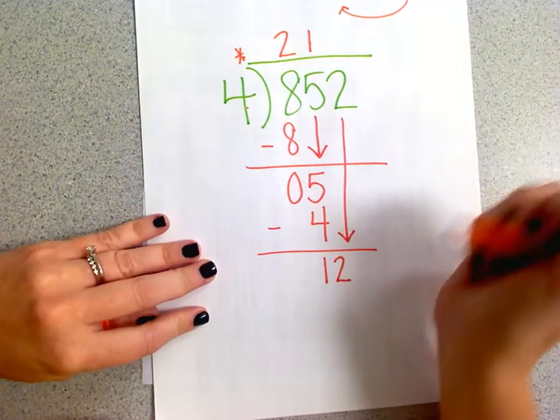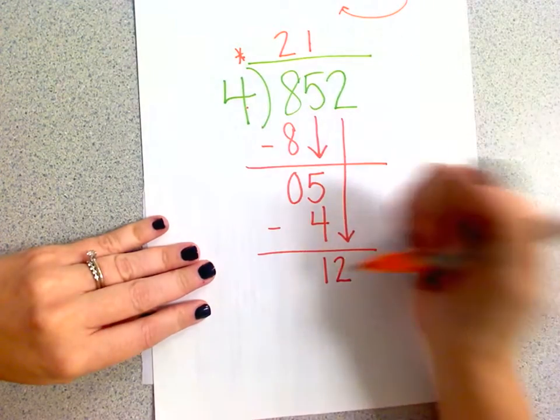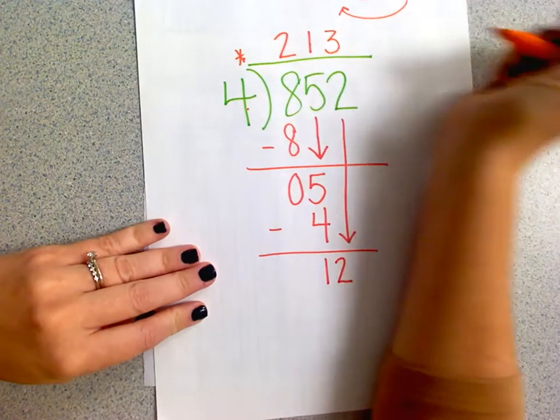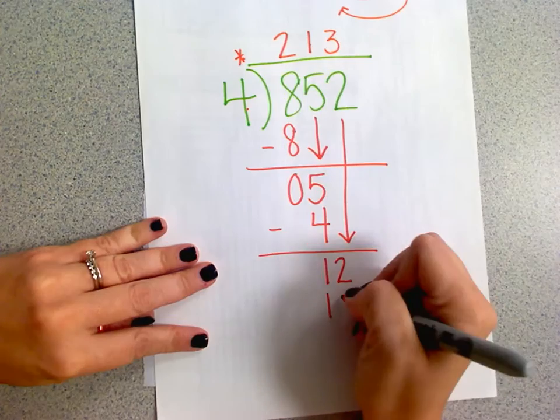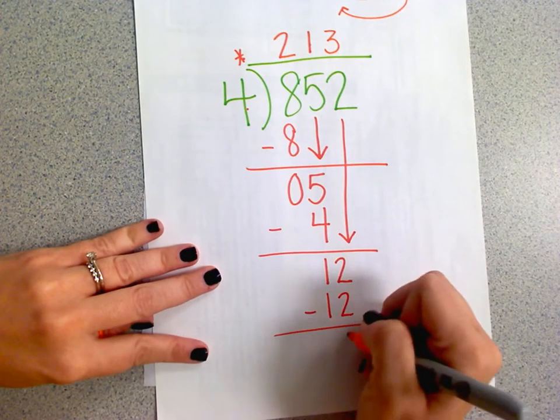Okay, so I brought down my 2. Next step, repeat, back to divide. 4 goes into 12. How many times? 3. 3 times 4. Remember, we're multiplying next, is 12. Next step is S, subtract. 12 minus 12, 0.